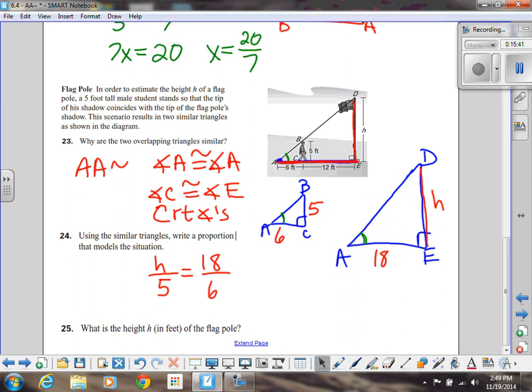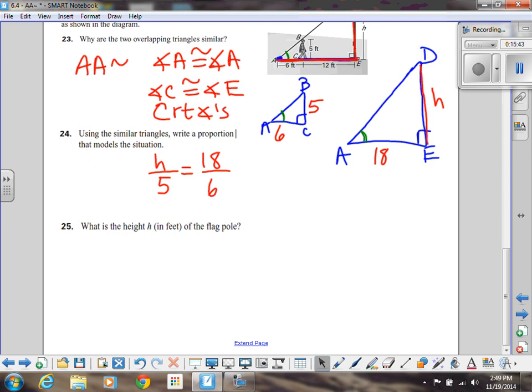So now we're ready to solve this proportion by cross multiplying. So that's going to be 6h is equal to 90. I did 5 times 18. And then divide both sides by 6, and I get 15. So our flagpole is a height of 15. And now you have a new creative way to measure how high a flagpole is without getting out your tape measure.